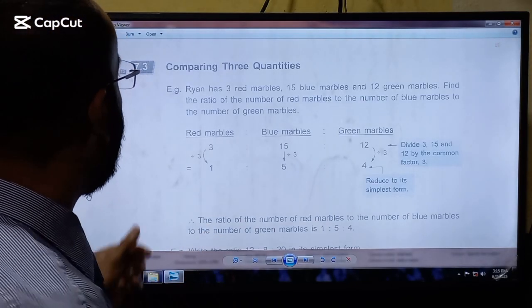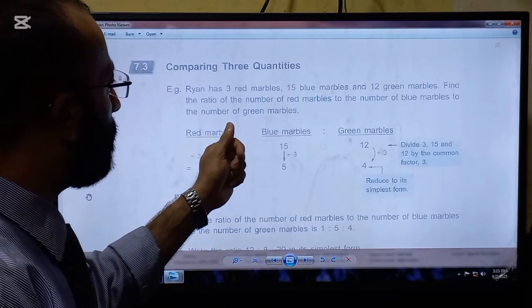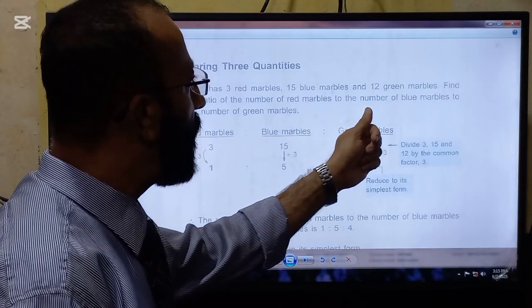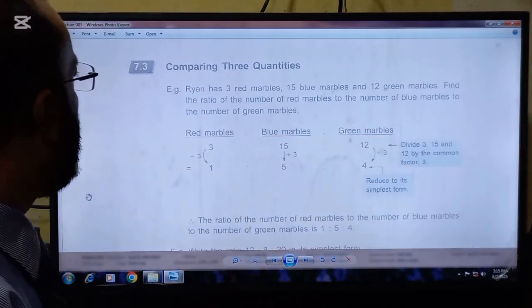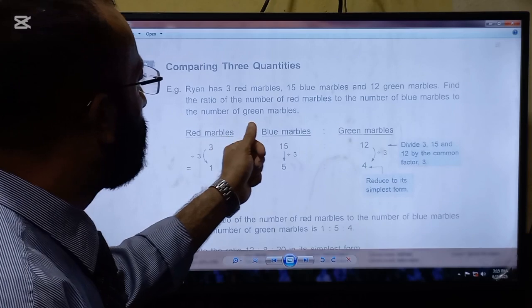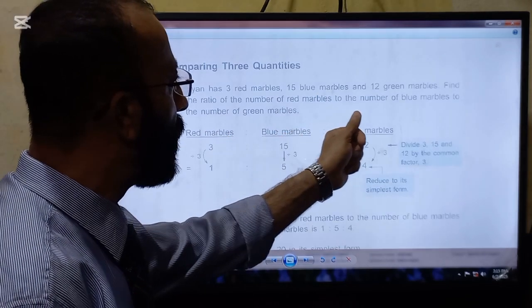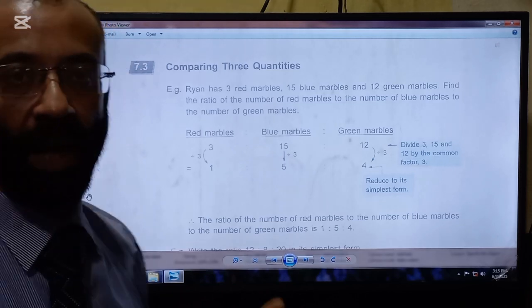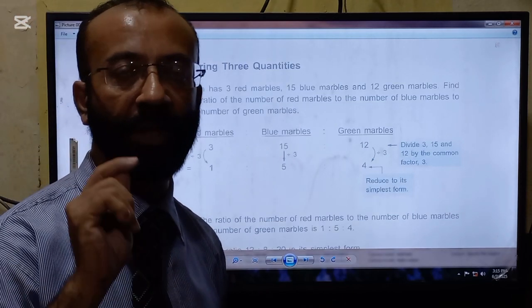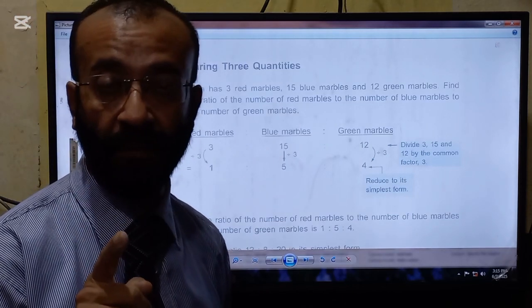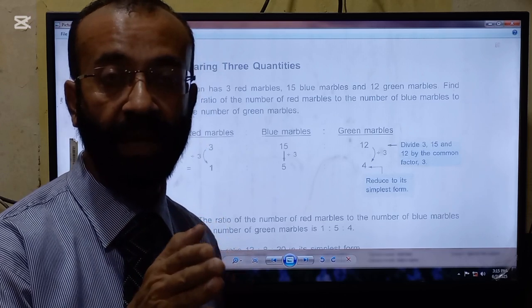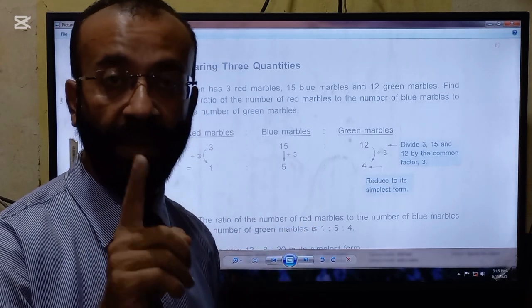The next thing is Ryan has 3 red marbles, 15 blue marbles and 12 green marbles. Find the ratio of the number of the red marbles to the number of the blue marbles to the number of the green marbles. Again, be very careful. The thing which is coming first should be written first. The second will be written second and the third will be written third.